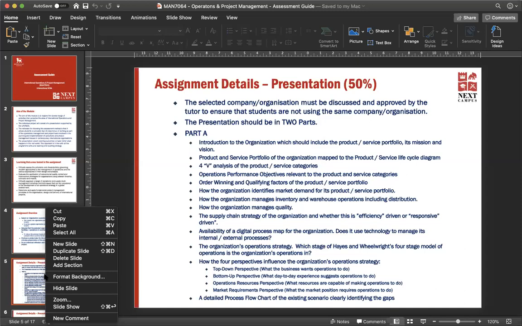Then, how does the organization manage quality? What is the quality management procedure of the organization? How does the organization manage? Probably one slide would basically be enough for that.